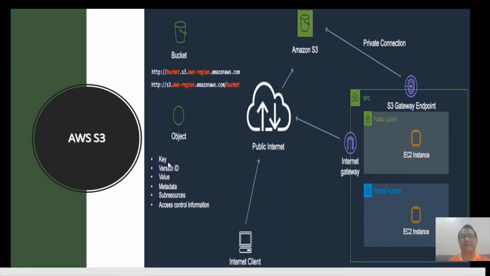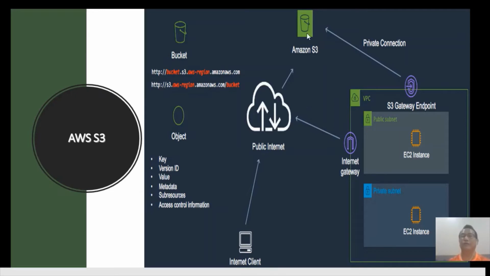The object has a key and a version ID. We'll be learning about versioning in another video, not in this video. It will have a value, which is the data, and you can put metadata. It will have metadata information, sub resources, and access control information, whether it's accessible to the public or not, or accessible to some resources or not. That is done through access control information. So this is how an S3 bucket works.